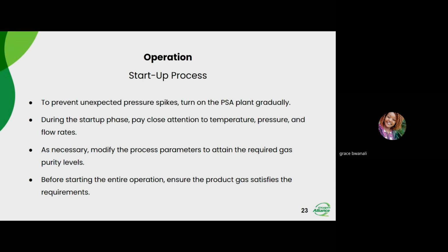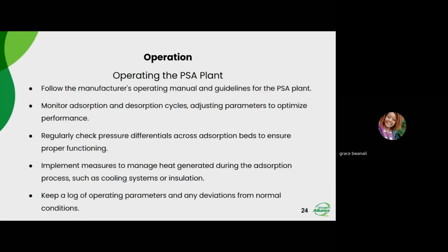So if we observe any abnormal value, there are ways that we use to modify the parameters to attain gas purity. So after the compressor is turned on, that's when you go ahead to continue the process. When you start operating, that's when you turn on the PSA plant concentrator. That's the part where we have those absorption towers.